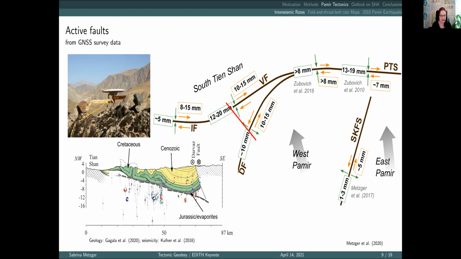It seems that on the very lowermost Jurassic evaporites, which have a low friction, this whole material is extruding, sliding, gliding into the Tajik basin. And this is why the seismicity is not within the sediments, but rather down there. From our thrust fault modeling of this Vaksh fault, we also found a very shallow locking depth, which is in agreement with what we see in the geologic data.